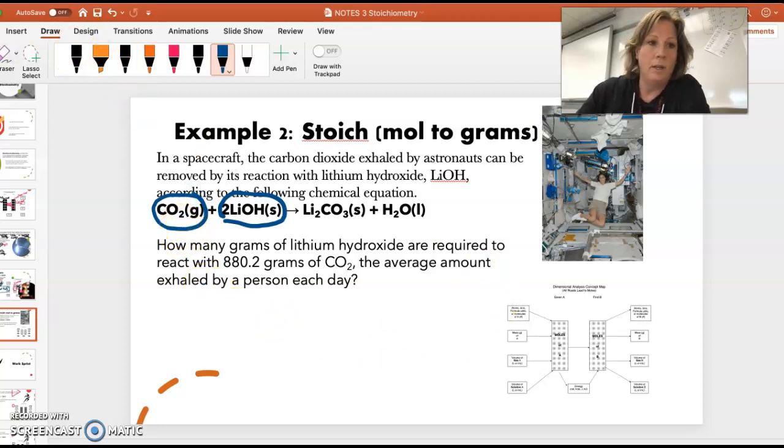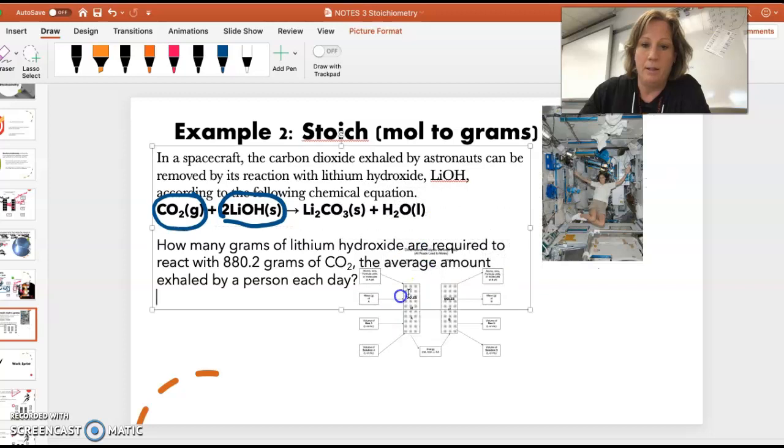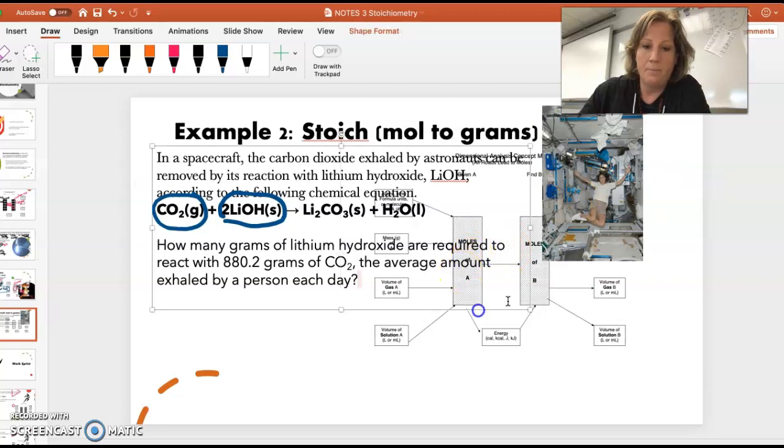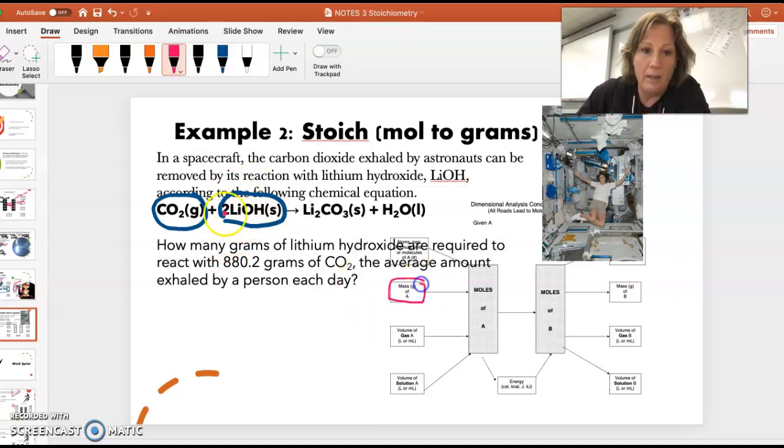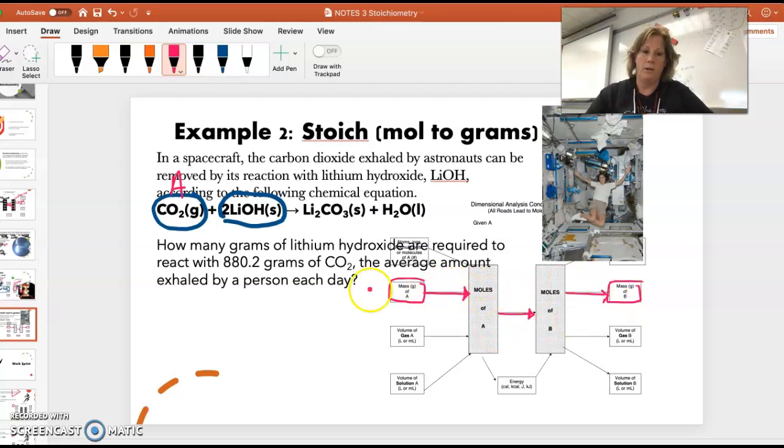So I'm going to grab my mole map and make it a little bigger so you guys can really see where we're going. We are starting with our grams of A, which would be the carbon dioxide, and we're going to want to convert that into moles of carbon dioxide. Then we're going to use the mole-mole ratio to get to the moles of lithium hydroxide, and then lastly we're going to calculate the grams of lithium hydroxide. So you can see where we're going to go here.